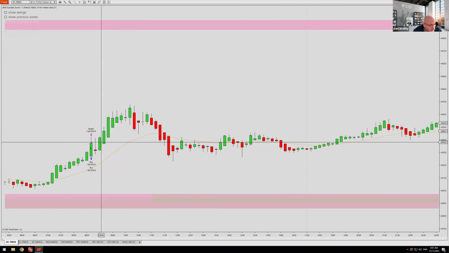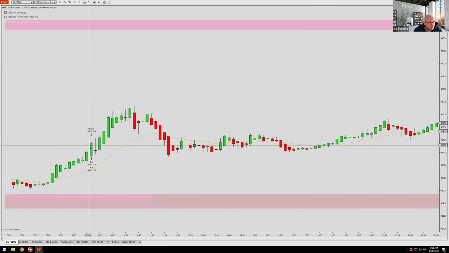Really just, so 433 to 437. So we're 4 points, so it's nearly 50 ticks. I put my take profit at 50 ticks. So with two contracts, that's 100 ticks, that's $1,000.